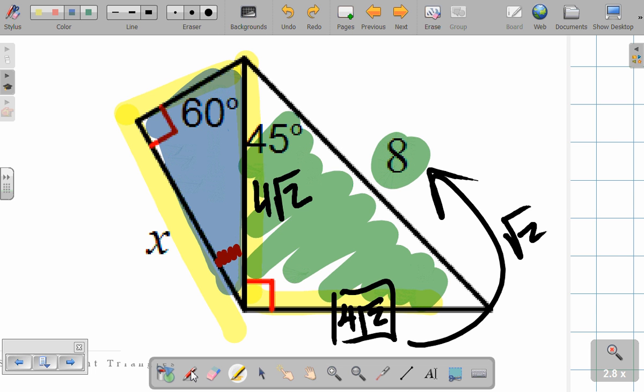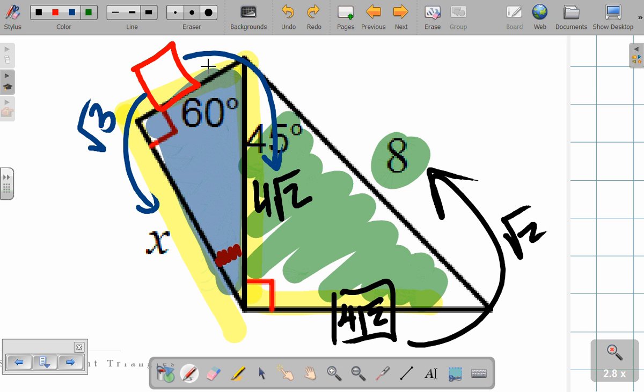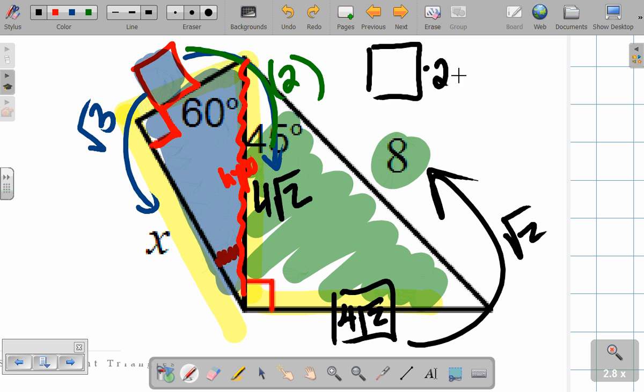This is now your 30, 60, 90. So the blue is 30, 60, 90. That means this is your short leg. Do your sprouts. Short leg to the long leg, root 3. Short leg to the hypo, times by 2. The hypo is always across from the right angle. Okay, so that's the hypo from the blue. So it reads like this. Something times 2 is 4 root 2.